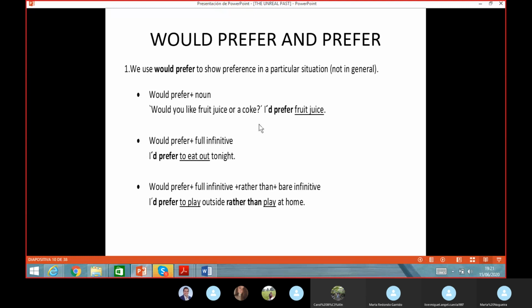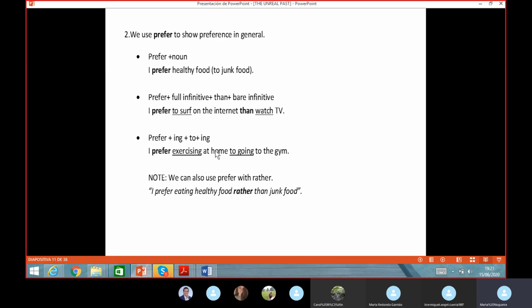Vamos a ver esto. ¿Veis? Prefer, cuando se usa would prefer, se utiliza con to. Si a mi prefer le antecede un would, se utiliza to. ¿Vale? Pero, por ejemplo, si esa palabra puede ser sustituida por un nombre, ¿veis? We use prefer to show preference in general, para mostrar una preferencia en general. I prefer exercising at home to going to the gym.